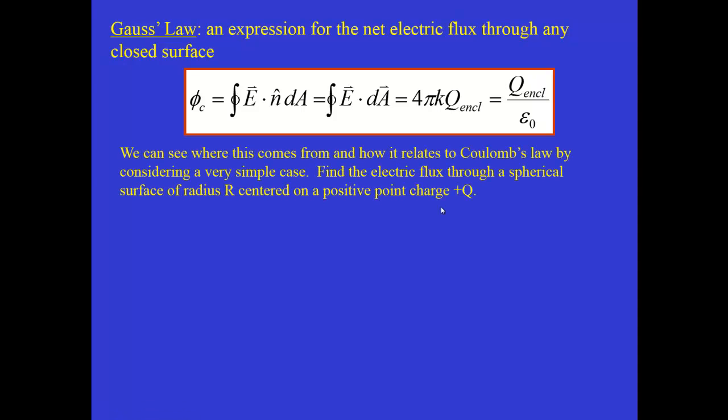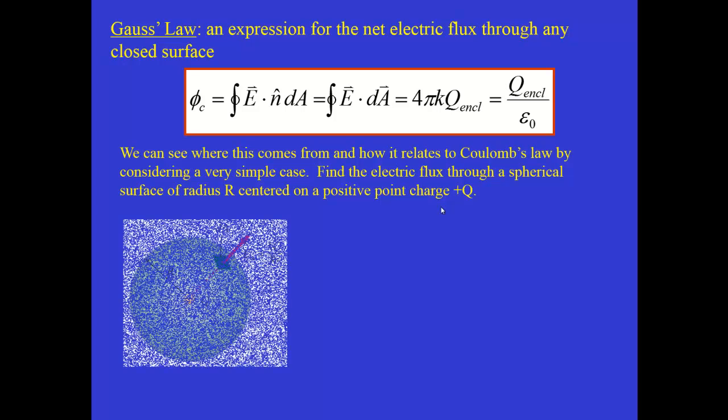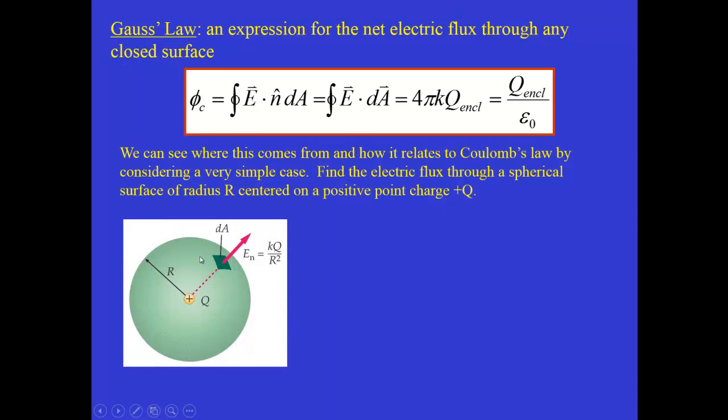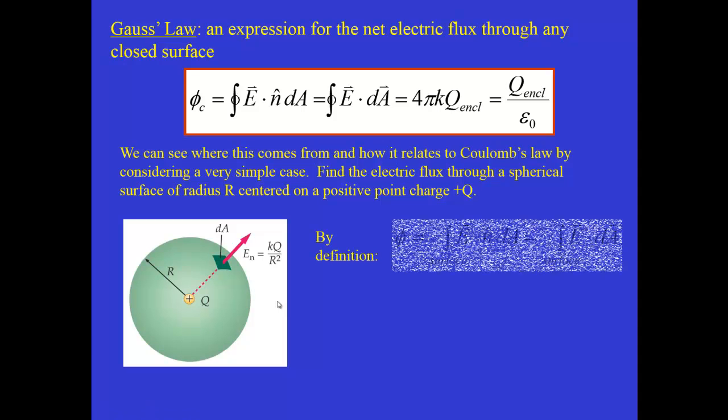Now, where does it come from? I'm not going to give you a general derivation, but I will show you how this emerges from a special case. Imagine that we have a spherical surface of radius r that is centered on a positive point charge plus q. So we want to evaluate the flux through that surface due to the point charge on the inside. And we know an expression for the electric field a distance r away from a point charge. It's kq over that distance squared, and it's always radially outward from the point charge. And this symmetry will allow us to calculate the flux integral very easily.